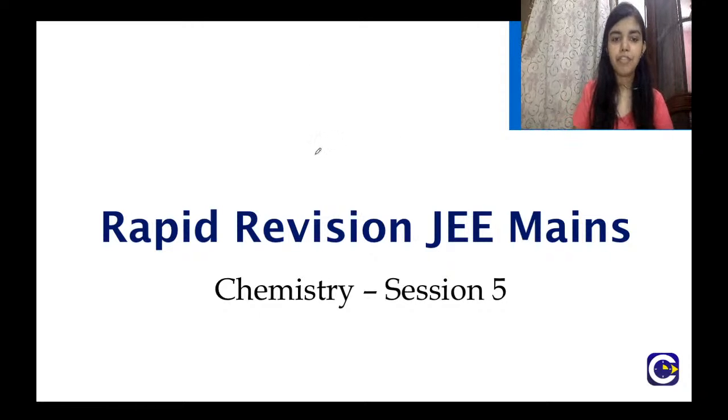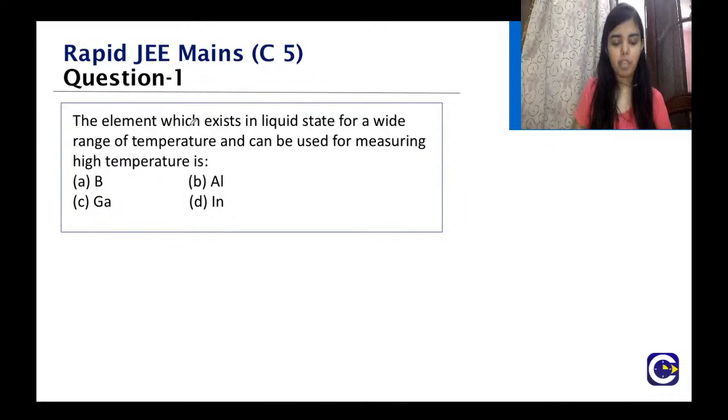So this is session 5 of rapid revision for JEE Mains, and here we start with the questions. Question number 1: the element which exists in liquid state for a wide range of temperature and can be used for measuring high temperature is. Now we know that the element which exists in liquid state is mercury, right? Mercury is basically the metal which exists in a liquid state in your thermometers also. But except mercury, if you consider the element which is existing in the liquid state for a wide range of temperature and is used for measuring high temperature, it is gallium, right?